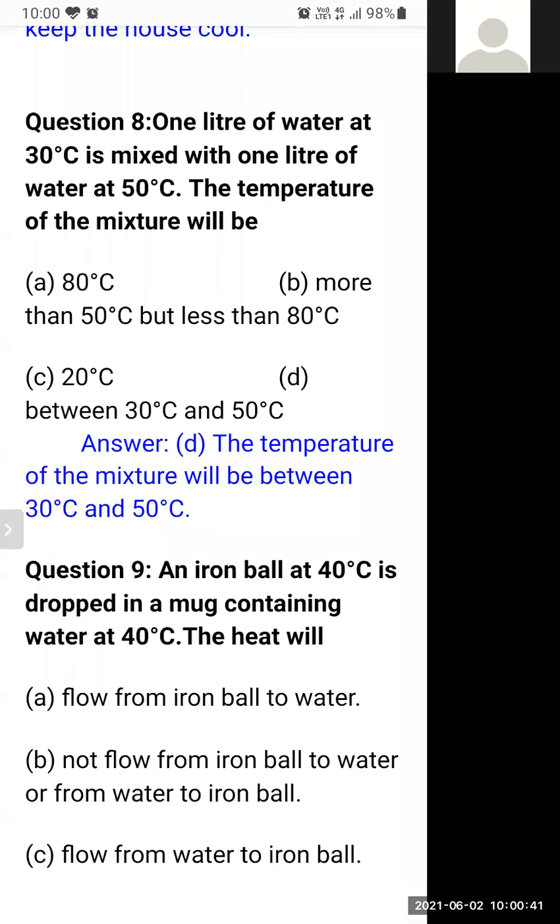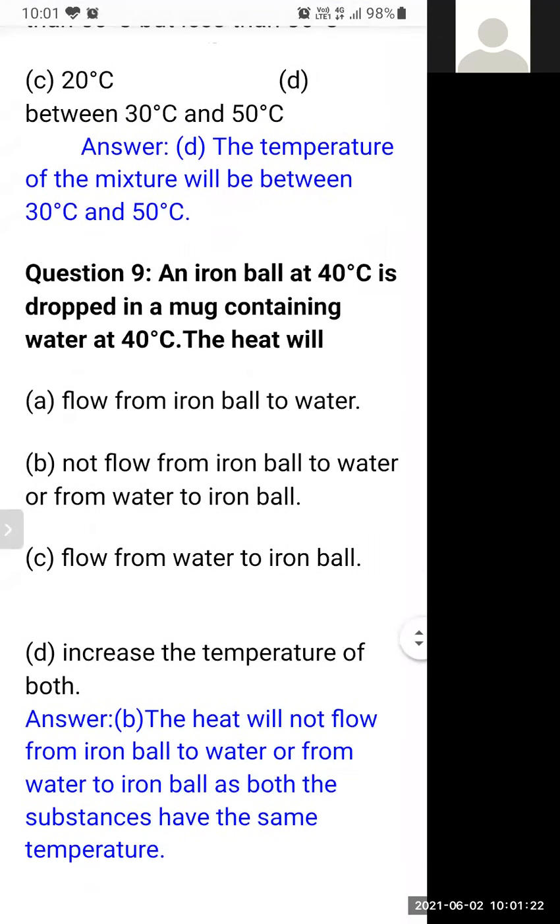No flow of heat. Now look at the options. Flow from iron ball to water? No. Or from water to iron ball? No. Option B is the correct answer, because there will be no flow of heat from iron ball to water or from water to iron ball, because both are at the same temperature. If there is no temperature difference, there is no flow of heat. Heat will always flow from higher temperature to lower temperature. Both are at 40 degrees Celsius, so there will be no flow of heat. So option B is the correct answer.